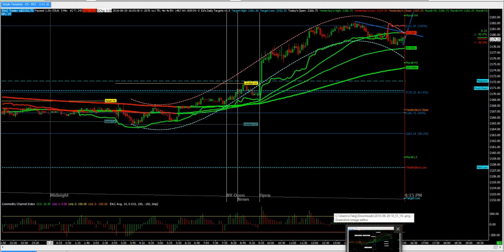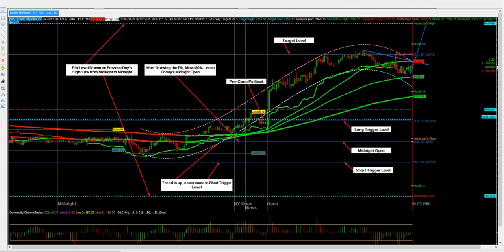I'm going to pop this up. This is something that I did earlier that I posted on Facebook, basically laying out the strategy. You draw the fib on the previous day's high and low from midnight to midnight, and move the 50% line to today's open. Now, where's price action?